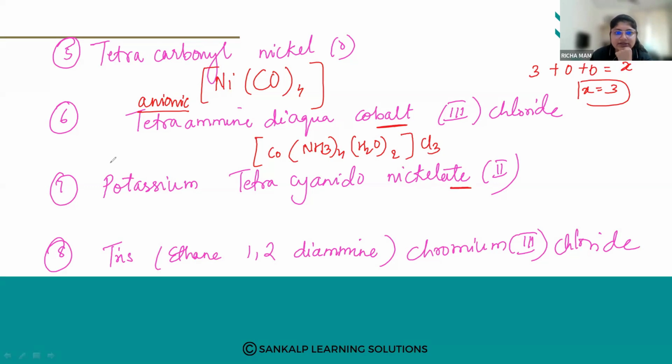Next one, nickelate. So this is an anionic complex. The cobalt one is a cationic complex. Whenever the name ends with ATE, it is an anionic complex, and whenever it ends with the complete name, it is a cationic complex. Don't get confused.